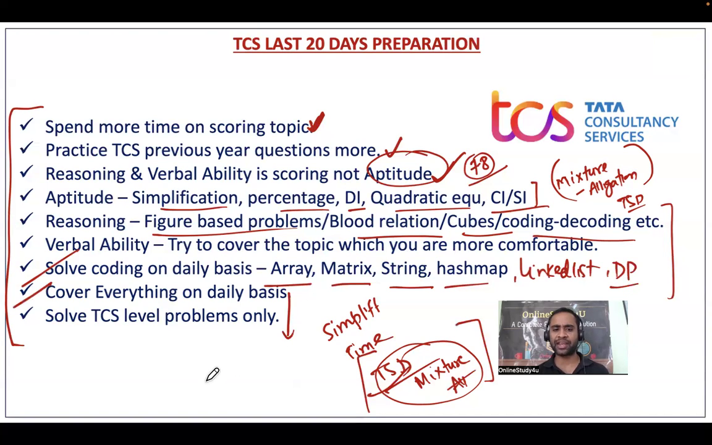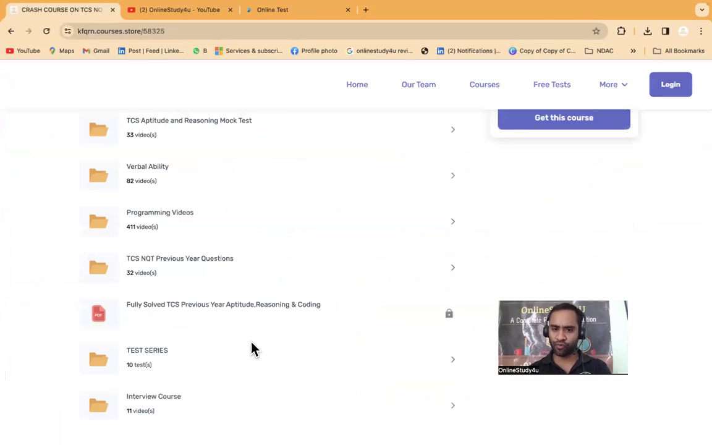Now, if someone is telling you to read aptitude for 1 week, no. For 1 week you read reasoning, no. For 1 week you read coding, no. Practice you have to do on a daily basis. Clear? Okay. See, like how we are doing here.